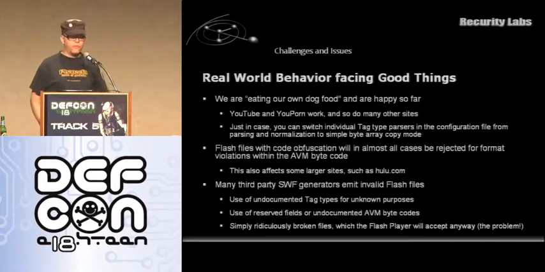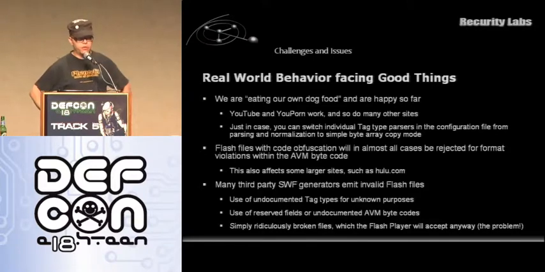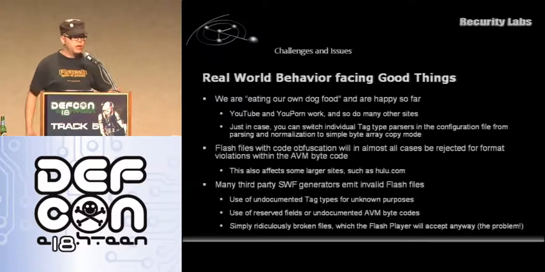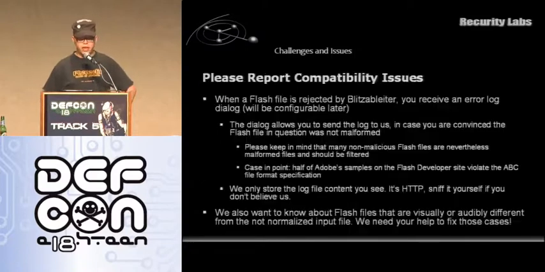Flash files with code obfuscation, like Hulu.com, will get rejected because we cannot prove that the code flow doesn't do anything bad. And this is why you can configure exceptions in NoScript. Many third-party SWF generators produce plain utter garbage, simply because the Flash player doesn't care. We do, so if you have third-party SWF generating code anywhere in your company, I would be grateful if you would try whether it's Eden or not. And if it's Eden, then go beat up the people that create this Flash.